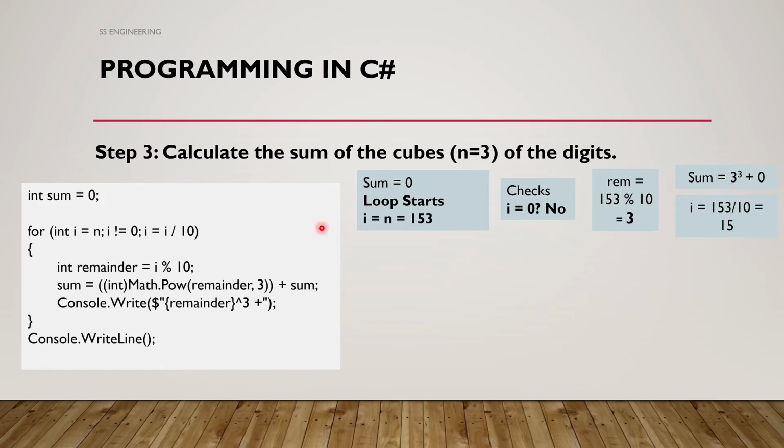Now next, what it does, i equals i by 10. i equals i by 10 would be 153 by 10, which is equal to 15, as again it removes the number after decimal. Now second loop. In second loop, sum would be equal to 3 cube and i would be equal to 15. Now it checks if i is equal to 0.